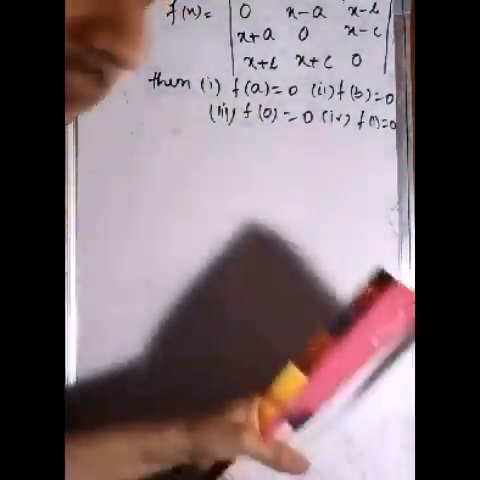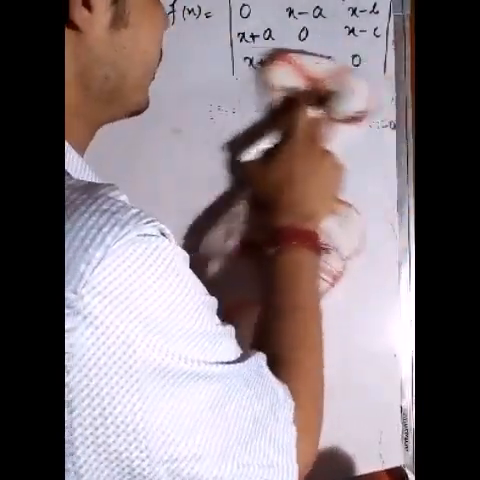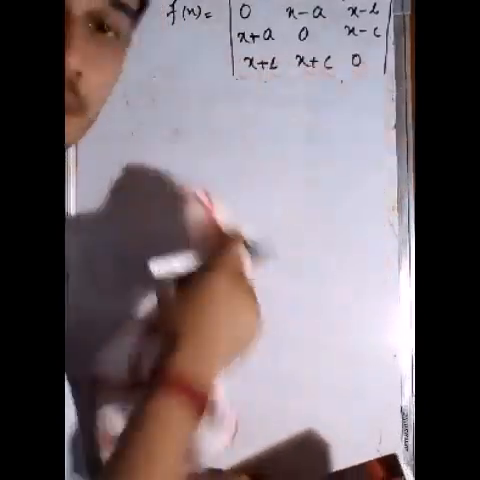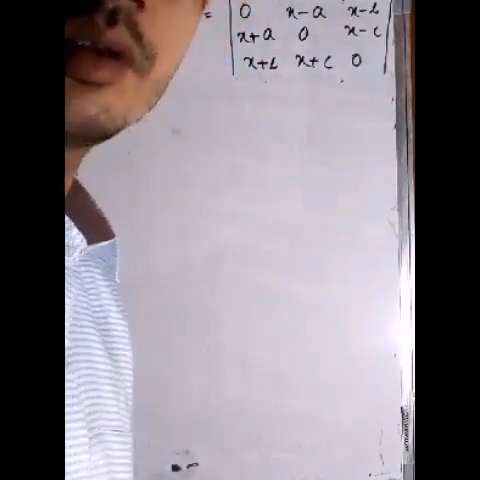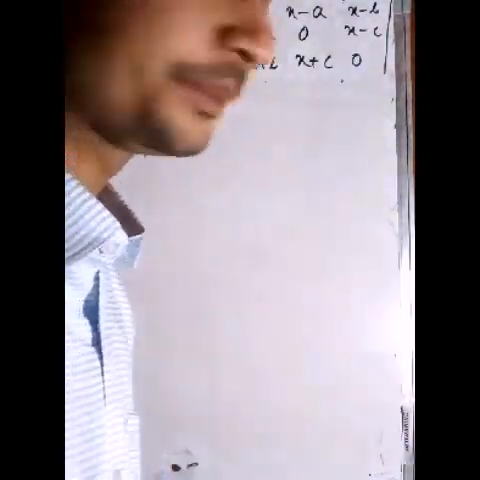So I am going to erase these options. I have the options in my mind. The options are f of a equals 0, f of b equals 0, f of 0 equals 0, or f of 1 equals 0. So let's try with f of a.